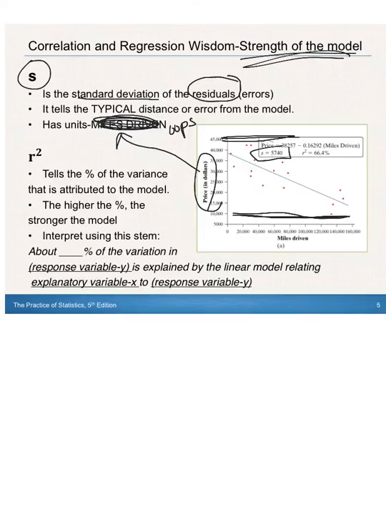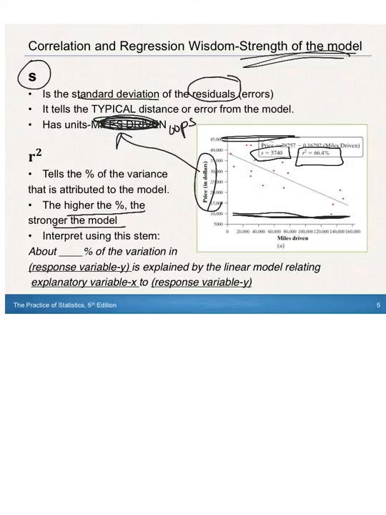The second thing we can look at is the R squared, and the R squared talks about the variance that can be attributed to the model itself, the percent of the variance. So obviously the higher the percentage, the stronger the model. This one has a 66.4%.